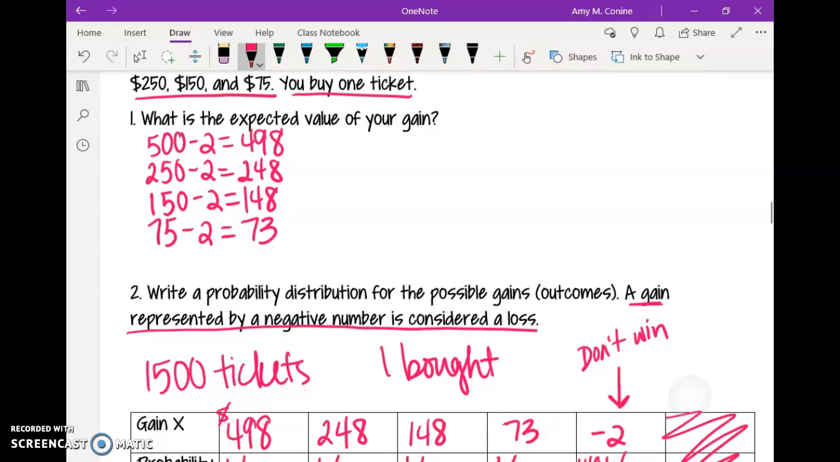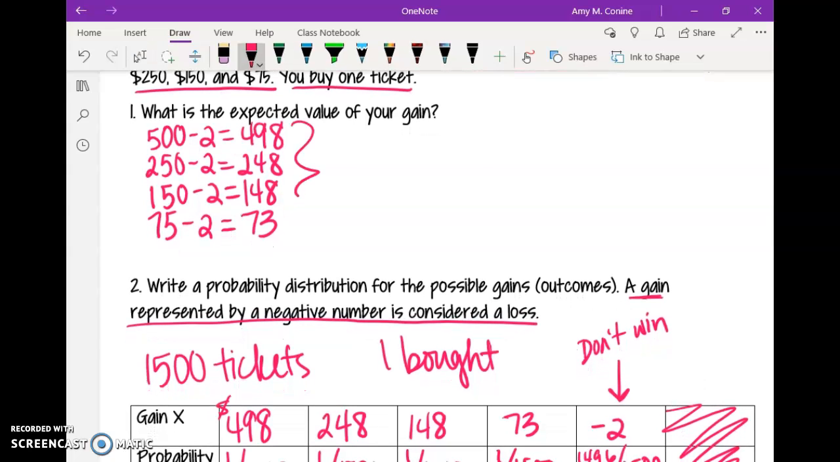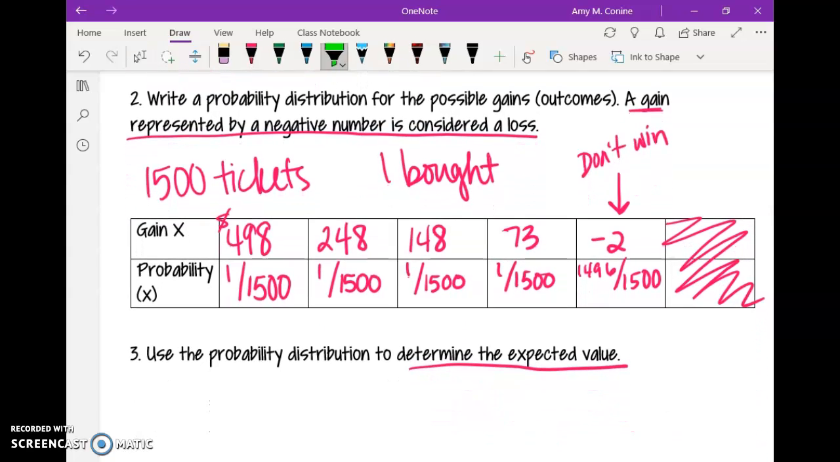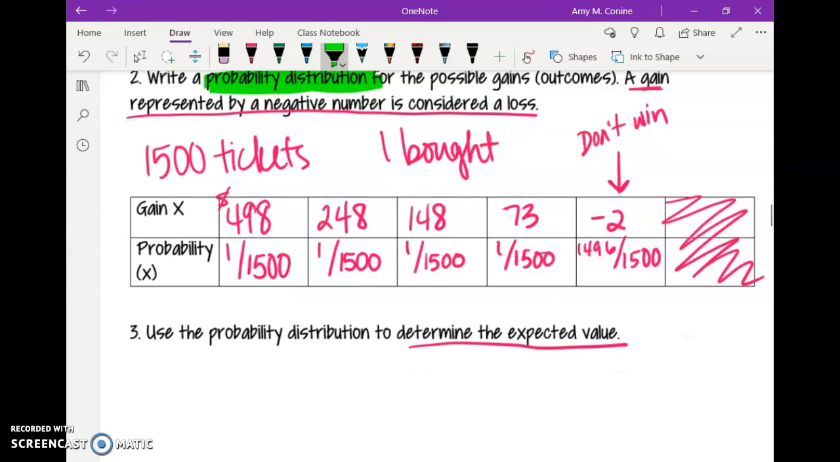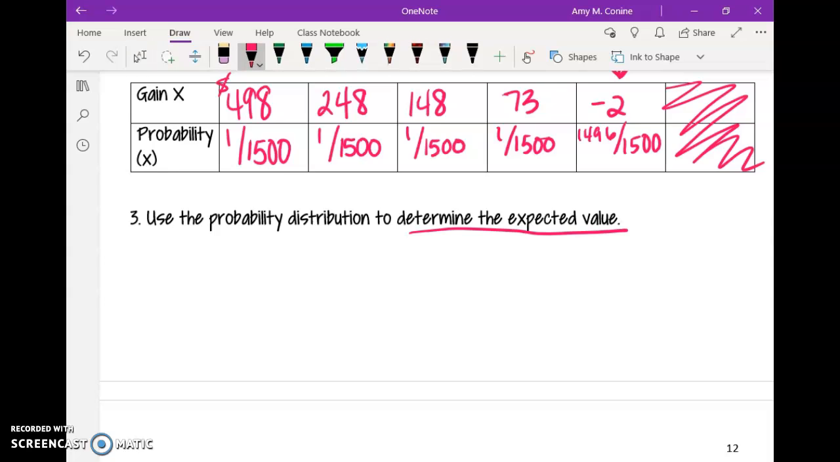So we found the expected value of our gain, which is the dollar amounts that are left over after we've bought our ticket. We've created our probability distribution using that information to figure out the probabilities of winning the prizes and losing the prizes. And now we're going to use the distribution to determine our expected value. So what we're going to do is we're going to take our x values, just like in our formula. So E of x equals our sigma. We take our variable x, and we're going to multiply it with our probabilities. We're going to do that each time.